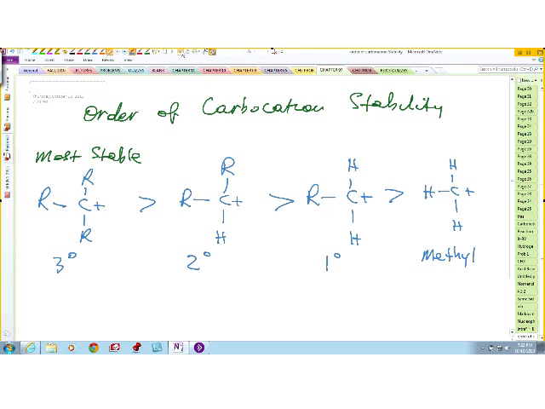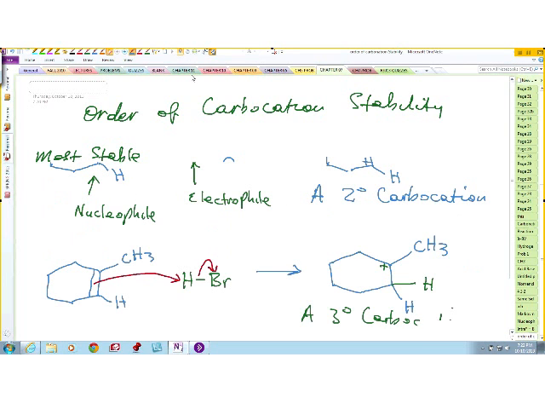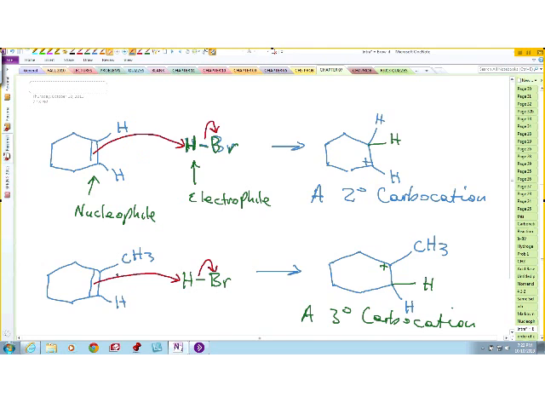Now, let me go back to the last slide. In this slide here, you notice what we've done here. Notice our focus is on this carbon-carbon double bond. The rest of the molecule has nothing to do with it. If you look at this carbon-carbon double bond, this carbon here has no hydrogen attached to it. On the other hand, this carbon has hydrogen attached to it.